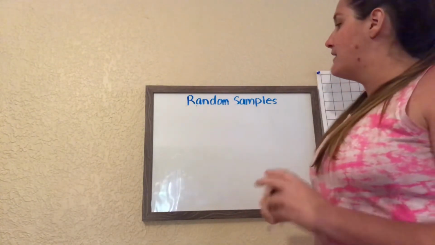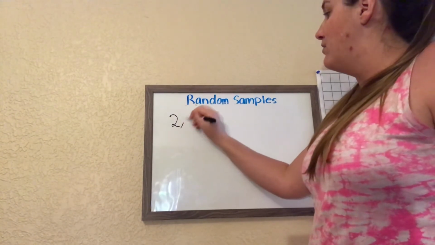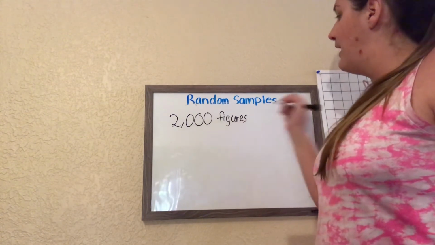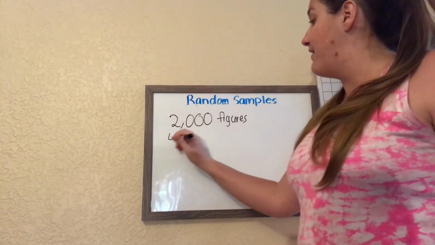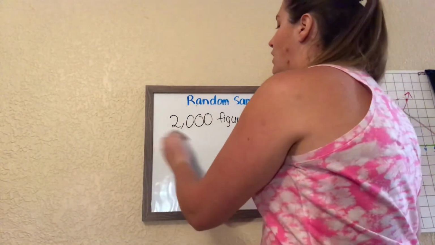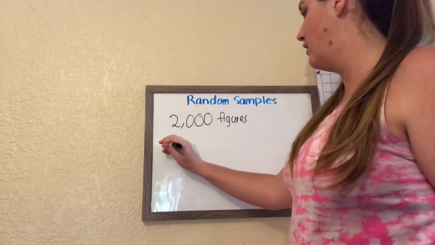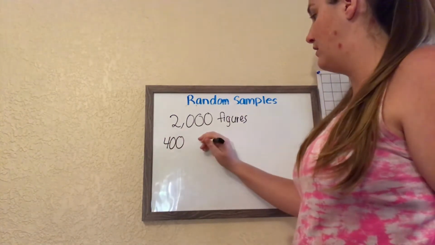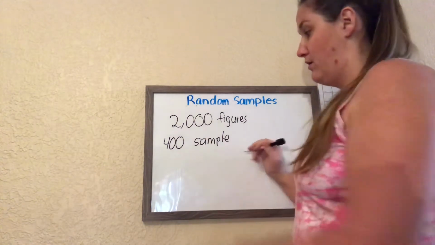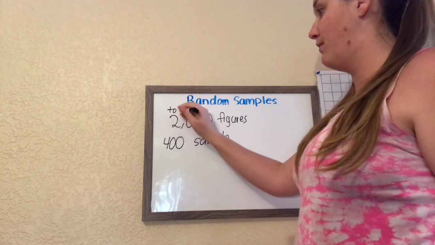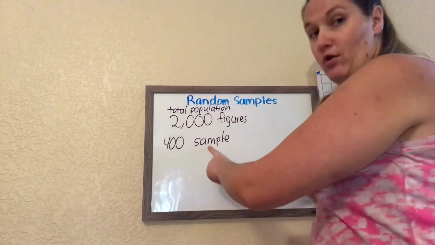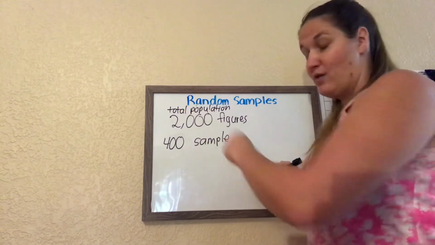So I could say that a company is going to ship out 2,000 figures. Out of those 2,000 figures, they found that 43 were broken. Or sorry, I skipped a step. We checked 400. A sample is a smaller group than the total, okay? So total is called population. And sample is the smaller group that you checked because you didn't have time to check 2,000 of them.